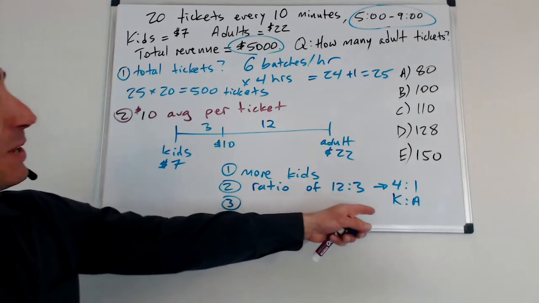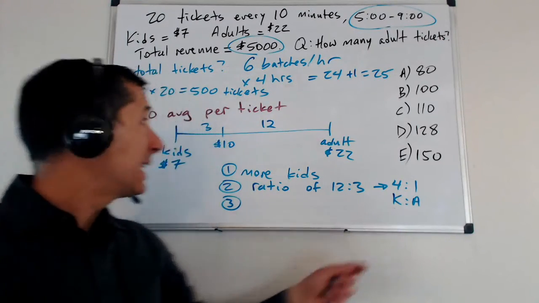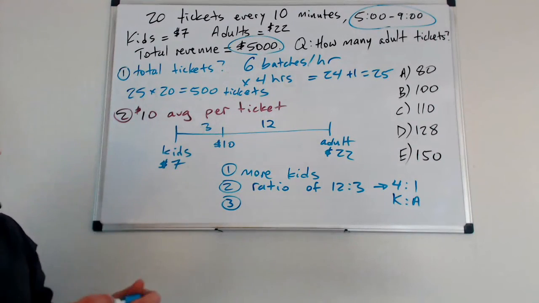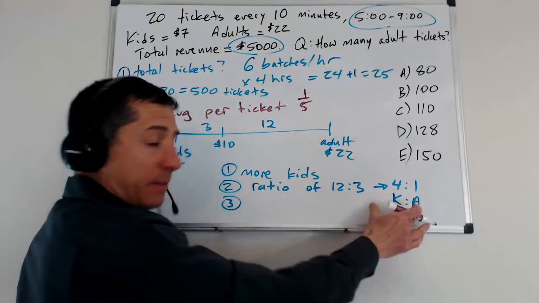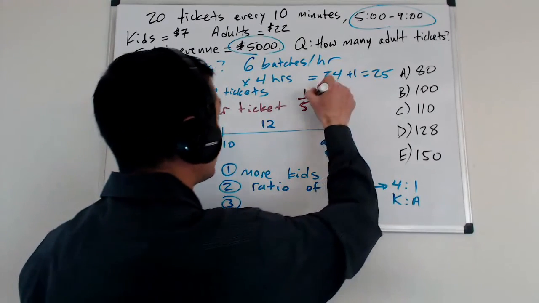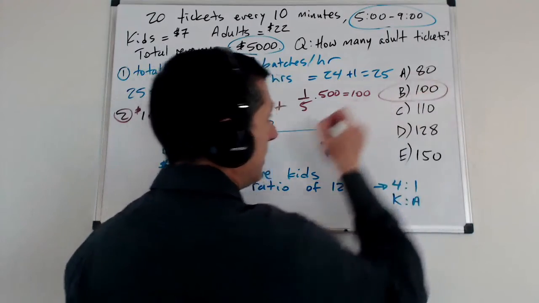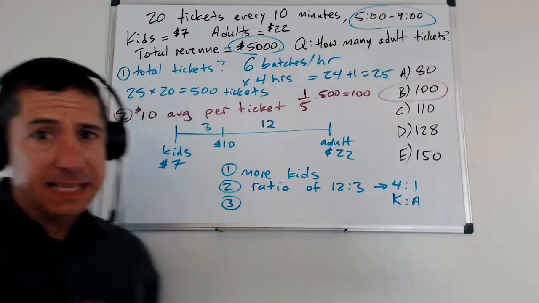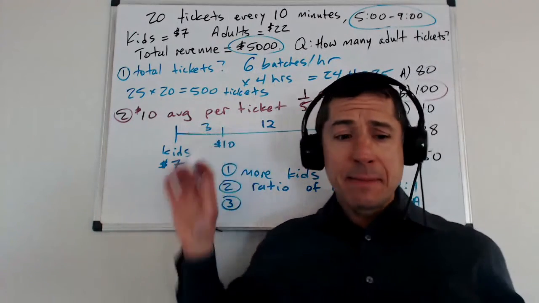All right, so we want to know how many adult tickets. We know that 20%, 1/5 of the tickets are adult tickets. We know we have 500 tickets total, so all we have to do is a little bit of multiplication there. So 1/5, because 1 out of 5 are adult tickets, times the 500, 100 tickets, and our answer is B, and that's it. Okay. That wraps us up on statistics, minimizing, maximizing.